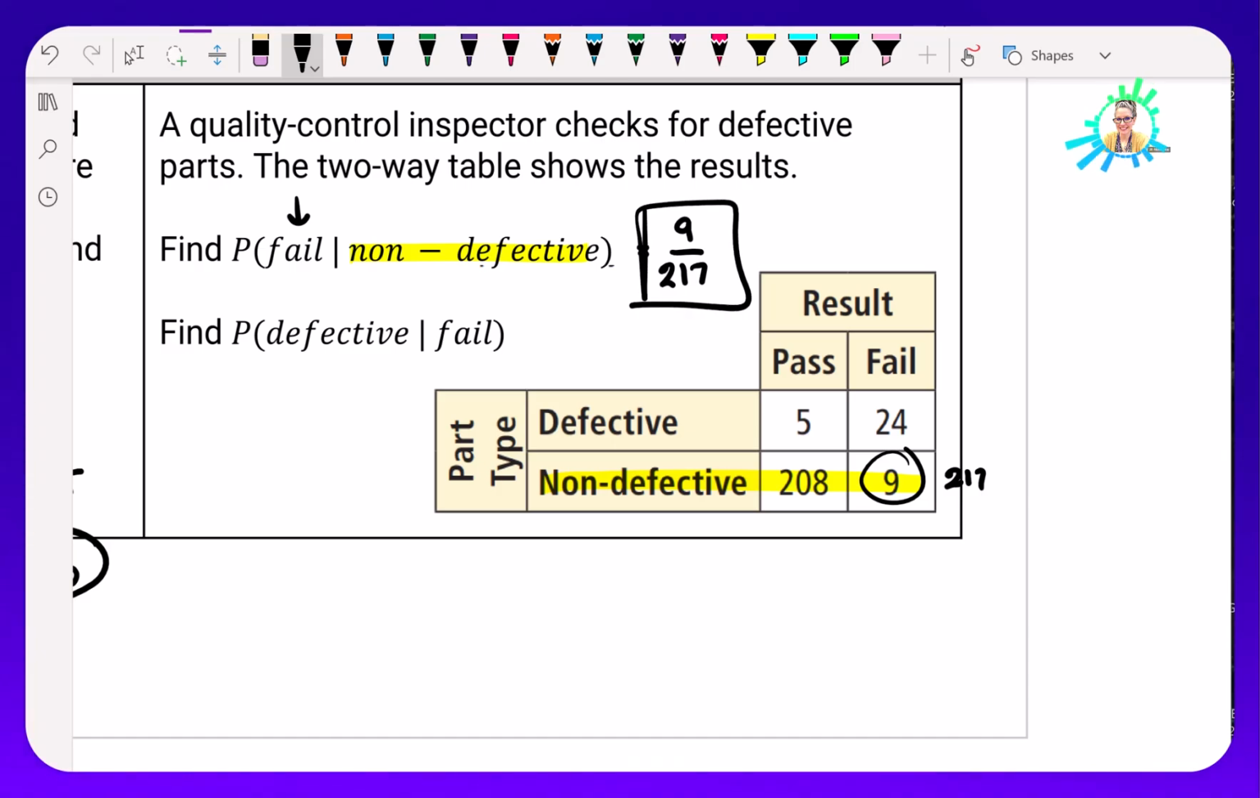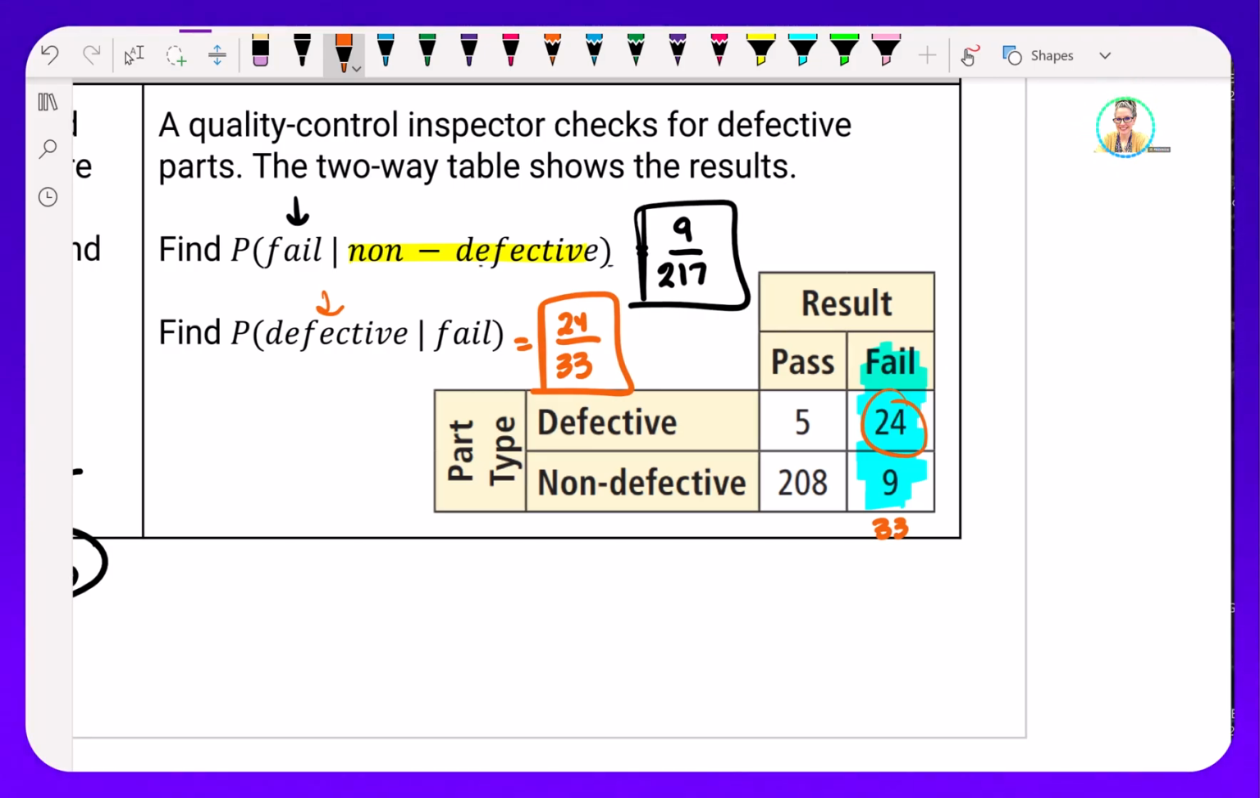And then failure, this is actually a column, so I'm only going to look at failure this time, and I need to find the ones that are defective that failed. So it would be 24 defective out of a total of, you've got to add these two together, that would be 33. And then of course simplify it with your calculators, and that would reduce to 8 out of 11.